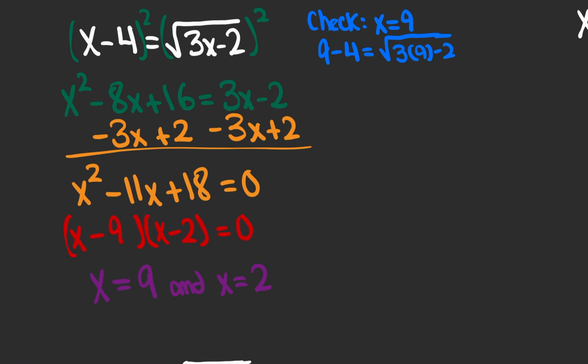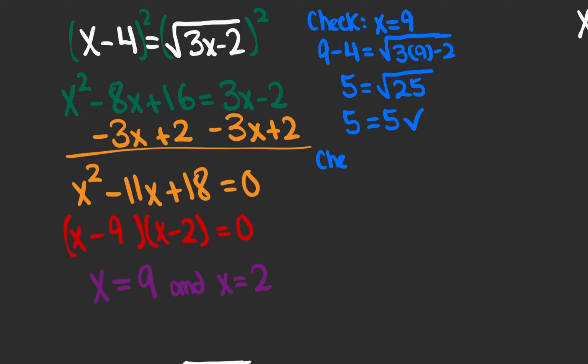This will leave me with 5 on the left-hand side. The square root of 3 times 9. 3 times 9 gives you 27. 27 minus 2 will give you 25. And the square root of 25 is going to be 5. So this one checks out. So x equals 9 will be a solution.